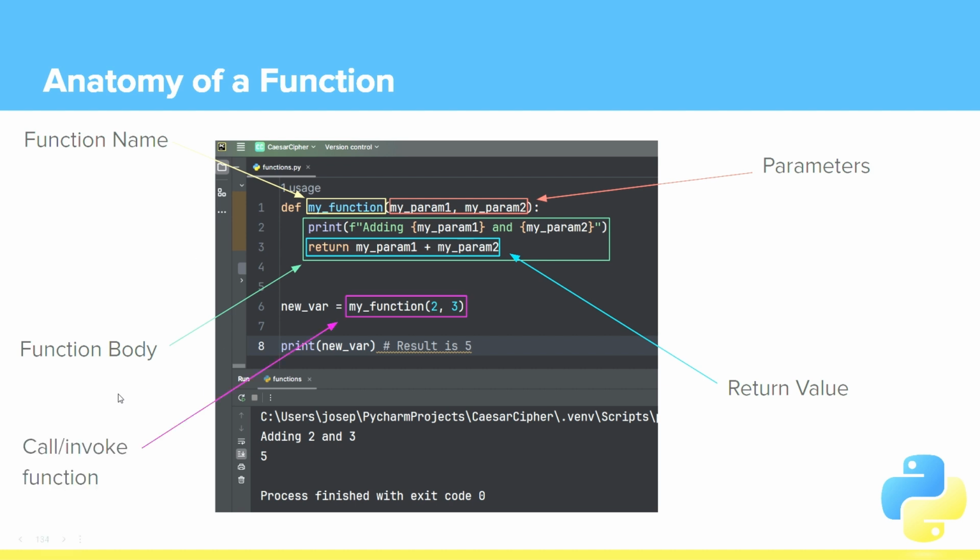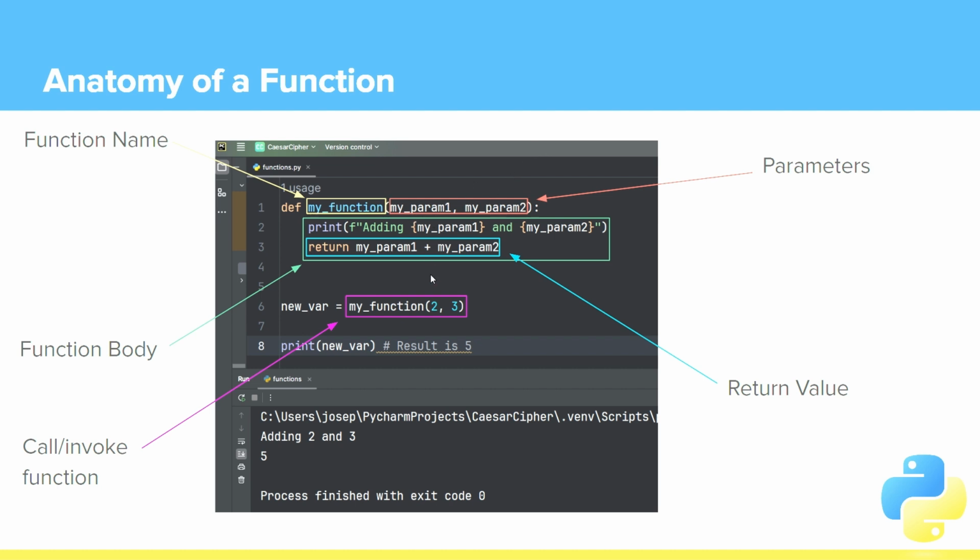Which brings us to the next point about calling or invoking our function. In order to do that, all we need to do is specify the function name and supply these arguments, 2 and 3. Those will become myparam1, myparam2. And we'll talk about the difference between arguments and parameters in an upcoming lecture.